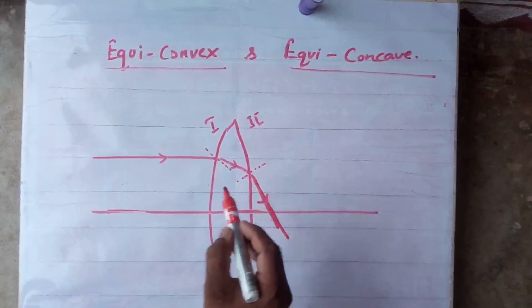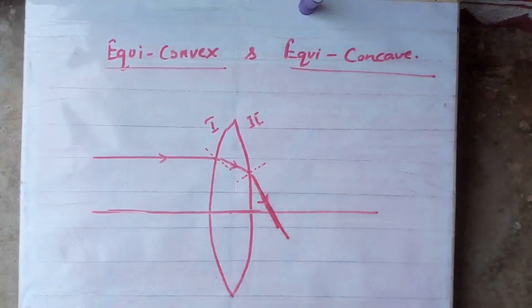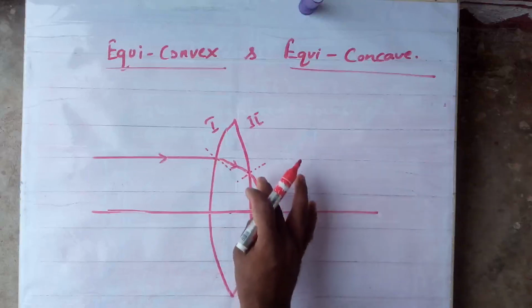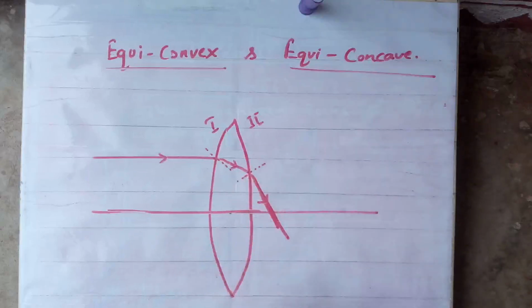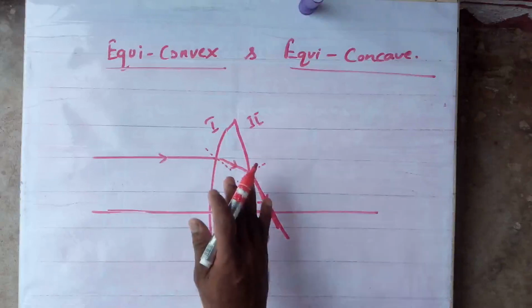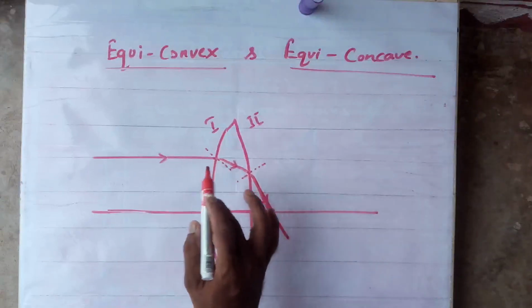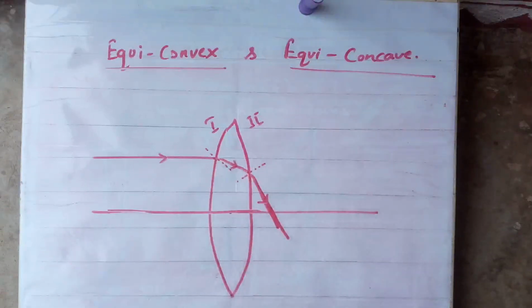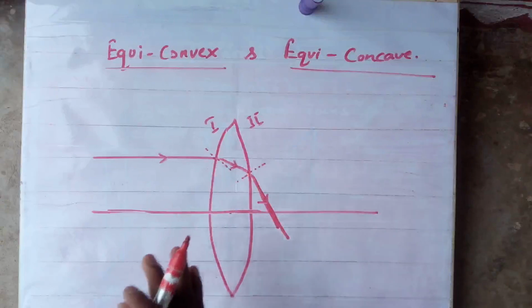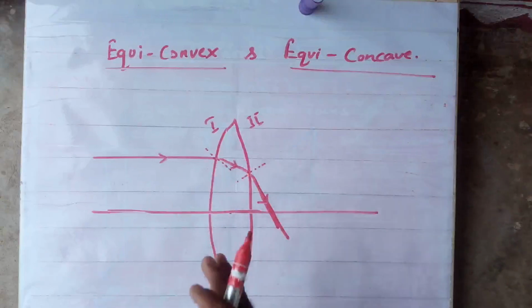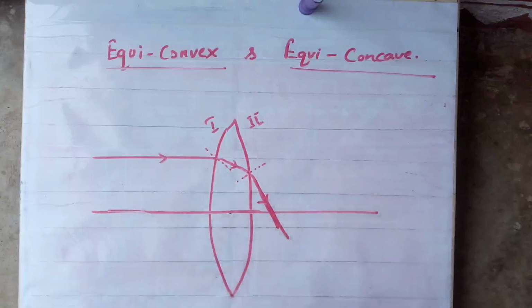That means at the first surface it is bending towards the principal axis. Yes. At the second surface also it is bending towards the principal axis. That's why it is called equiconvex. Both the surfaces are convex in nature. Both the surfaces are converging the rays. Are you getting my point?